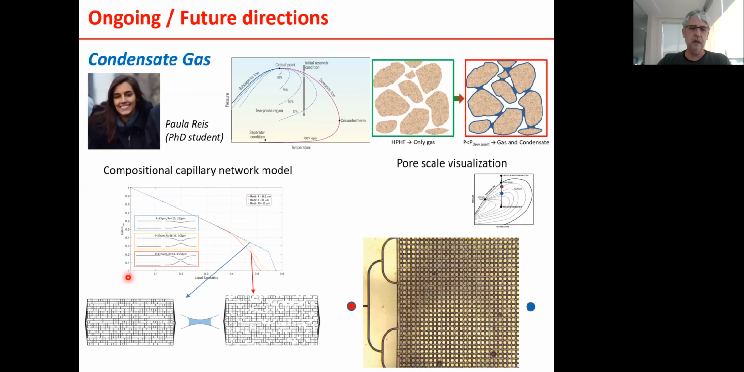So Paula is developing a compositional capillary network model in order to describe this phenomenon. And also we are doing pore scale visualization. So you can see that the liquid phase and the gas phase are flowing here, and we're going to compare the compositional pore network model with this pore scale visualization.